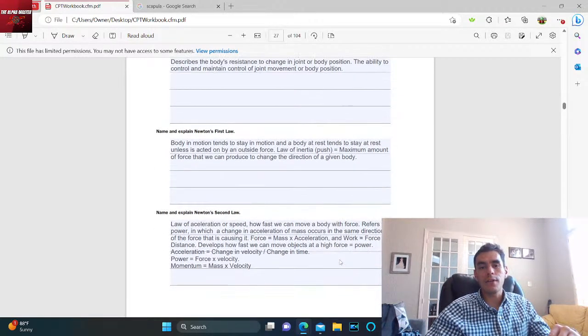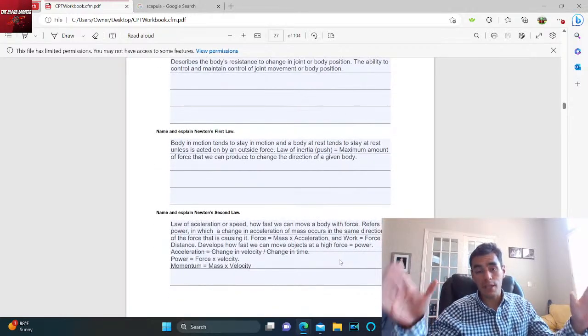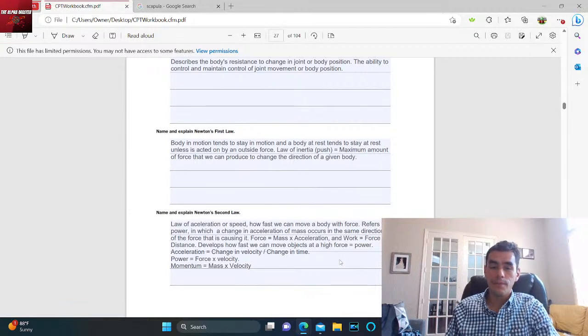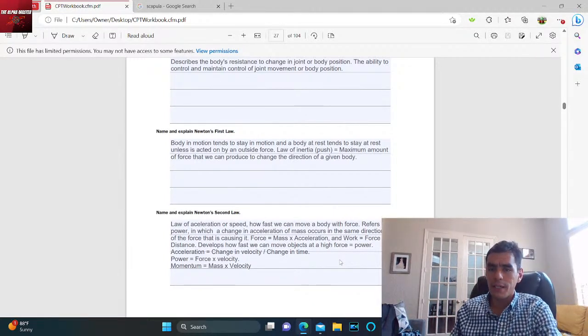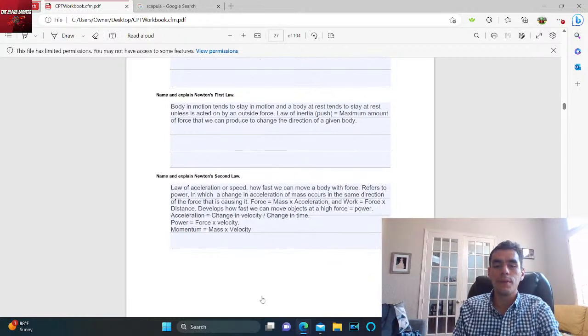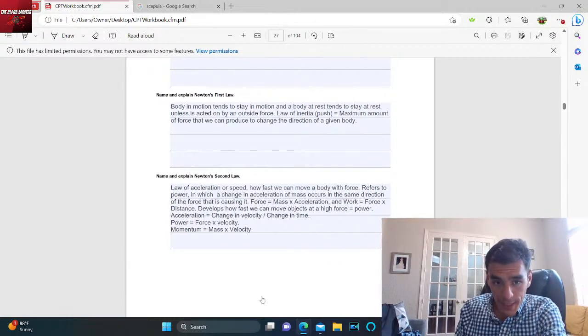So Newton's first law of motion is where a body in motion tends to stay in motion and a body at rest tends to stay at rest, unless acted on by an outside force. Law of inertia, push, maximum amount of force that we can produce to change the direction of a given body. Now the second law of motion, Newton's second law, is going to be the law of acceleration or speed.